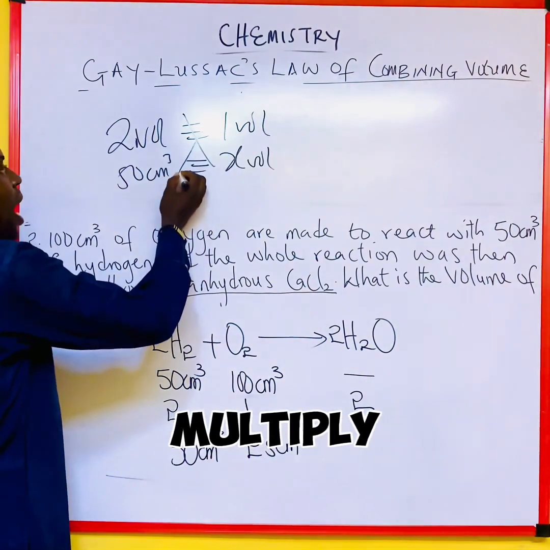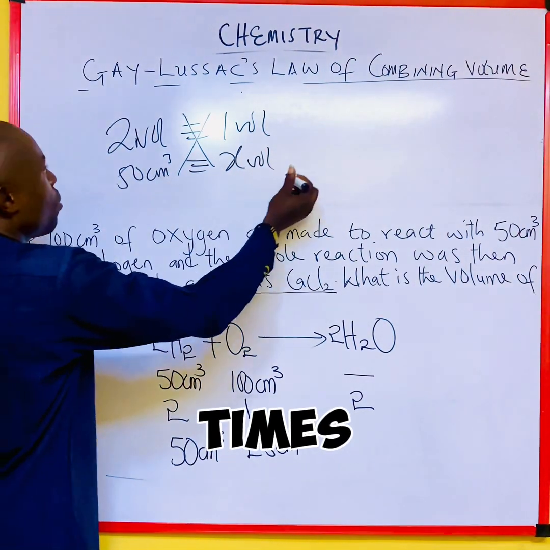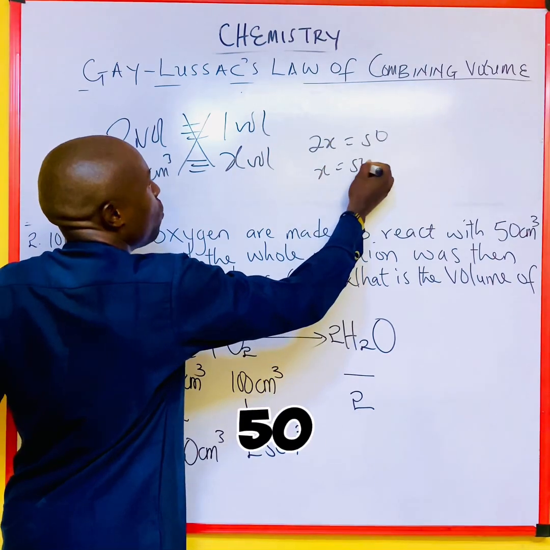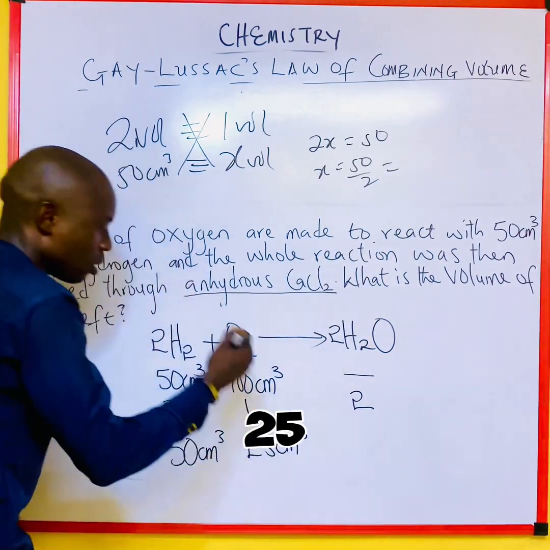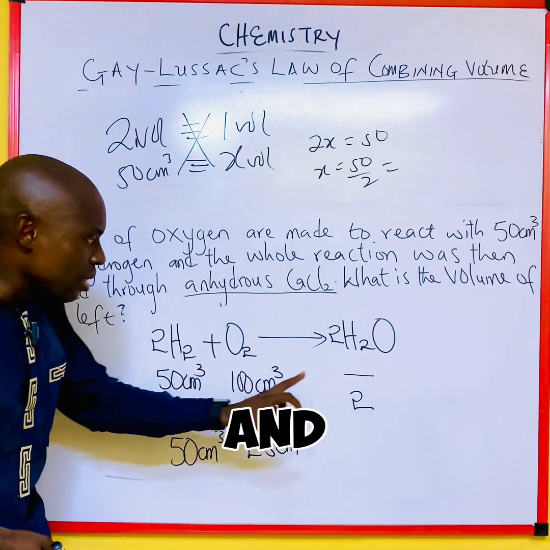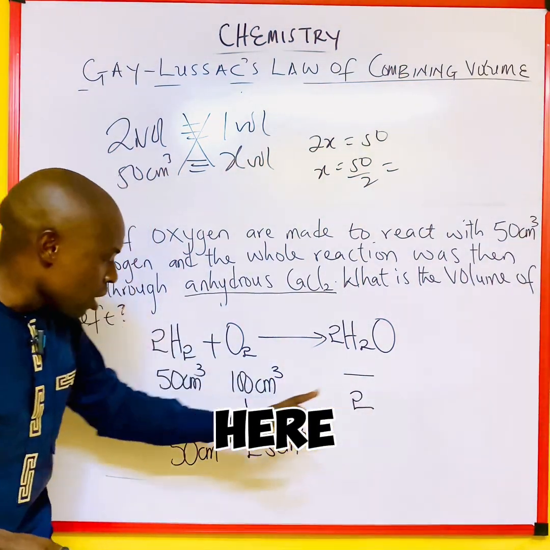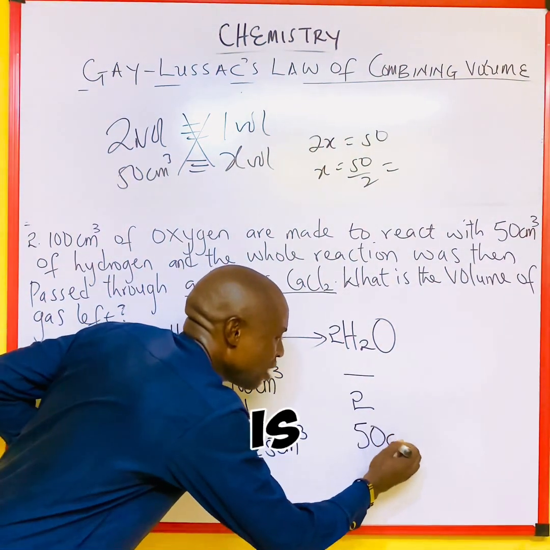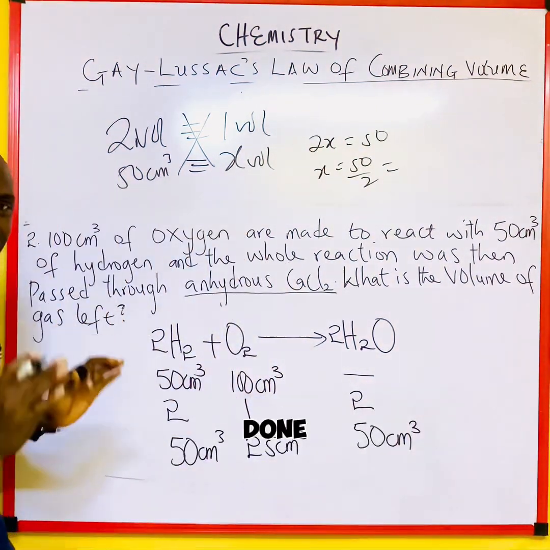So I just cross multiply. 2 times x is 2x equal to 50. x is equal to 50 divided by 2, to give me 25. Now, because I'm having 2 volume here, and I'm having 2 volume here, the ratio is constant. If I'm having 50 here for 2, here will also be 50. It is constant. That is how it is done.